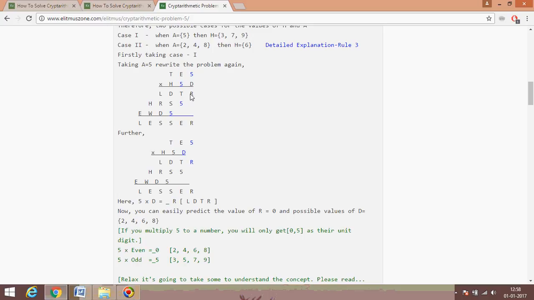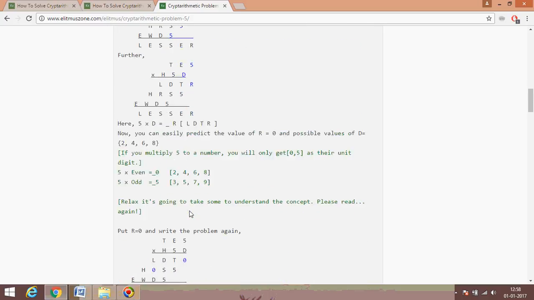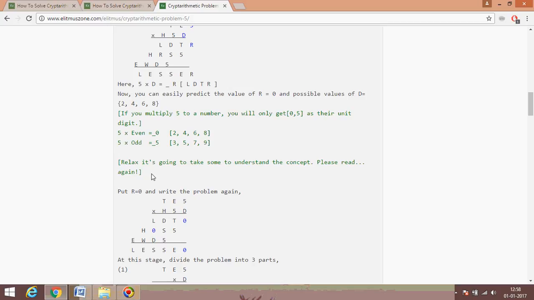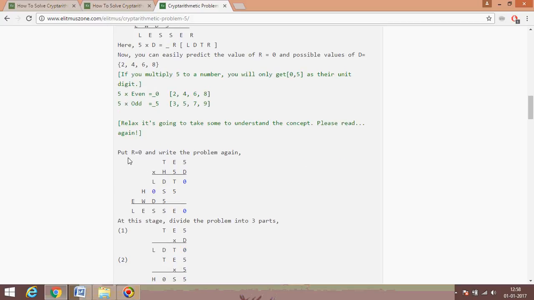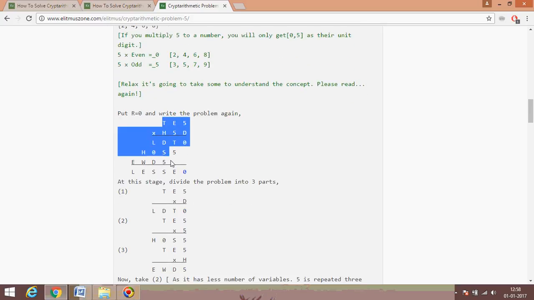And the value of D can be any even number like 2, 4, 6, 8. Just give some time, you will understand this concept. Now what you have to do is put the possible value of R in the problem and rewrite the problem again. Since we already have A equal to 5 in this problem, we have replaced A equal to 5 and we are replacing R equal to 0 in this case.